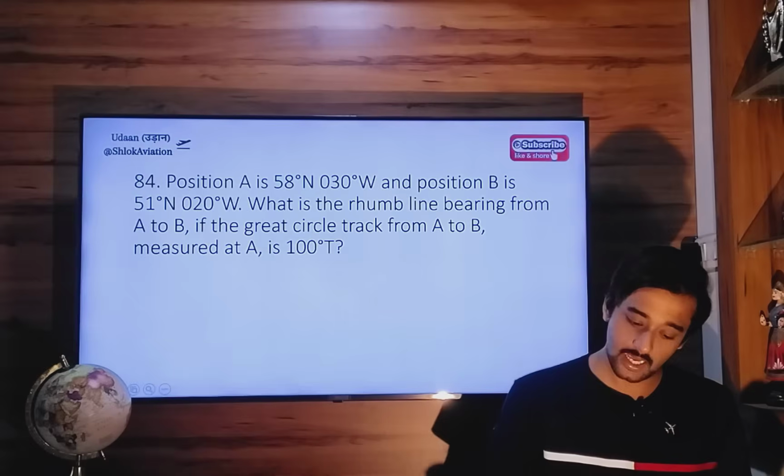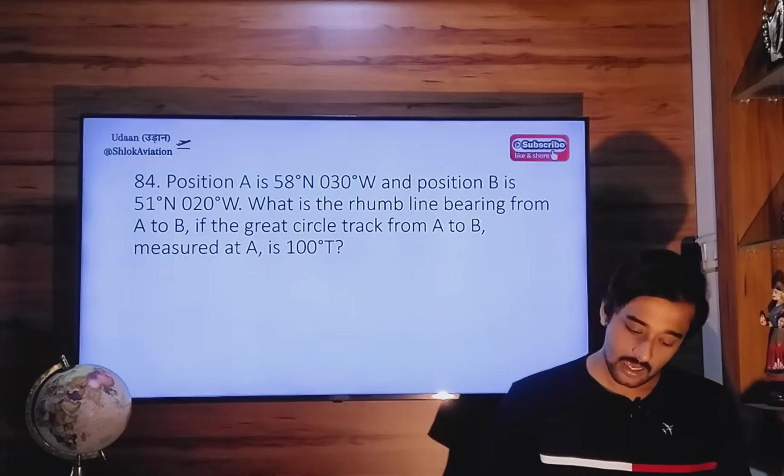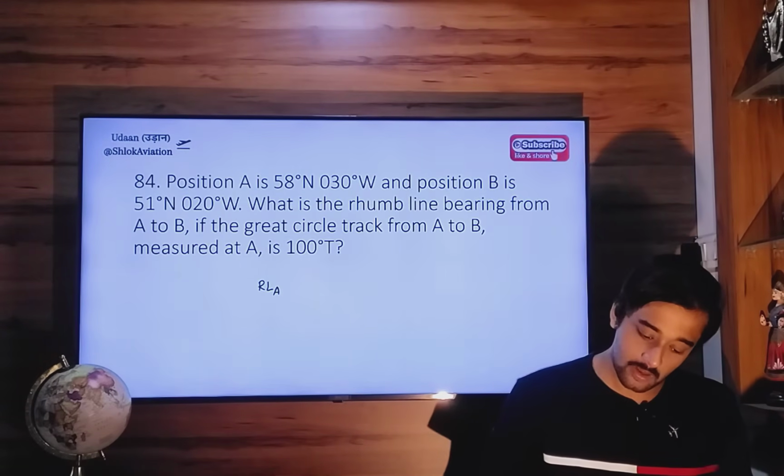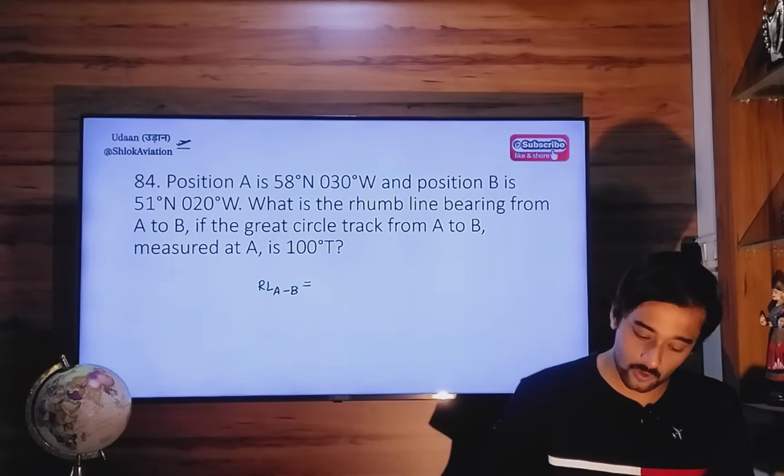So rhumb line track at A. What is the rhumb line bearing A to B? Rhumb line bearing A to B is 104.